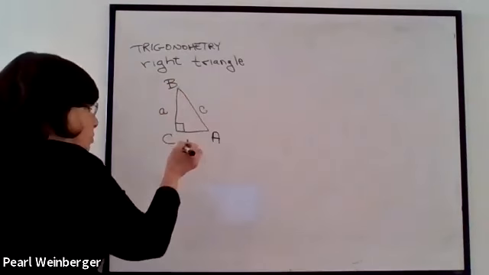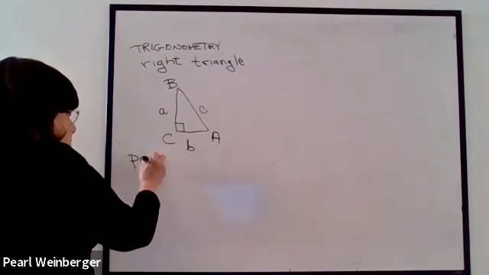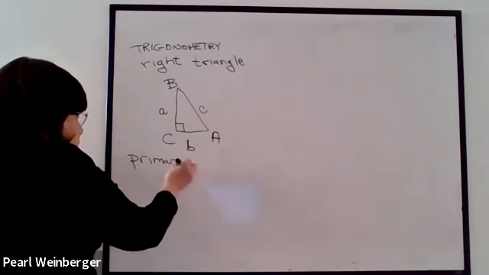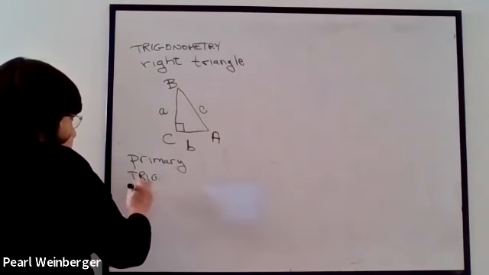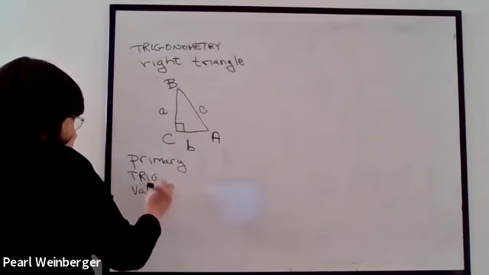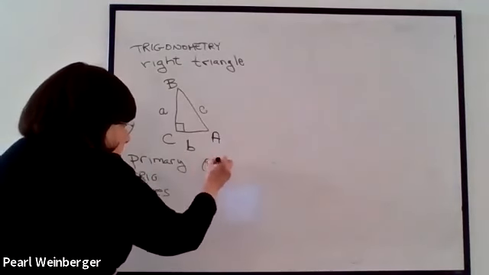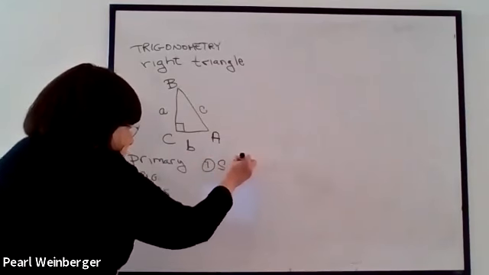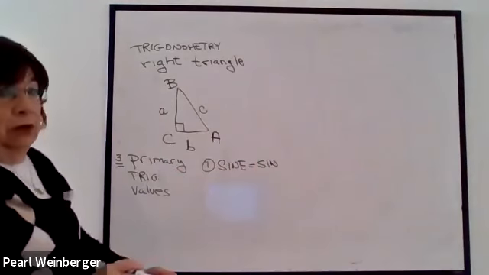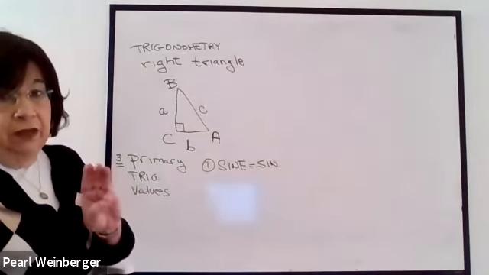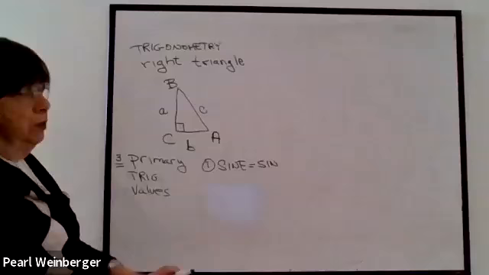We have 3 what we call primary trigonometric, which I'm just going to call trig, values that we talk about. 3 of them. One is called the sine, S-I-N-E, which is abbreviated SIN. Each of these are going to be abbreviated to 3 letters. And if you look on your calculators, you'll see buttons with each of those 3 letters.